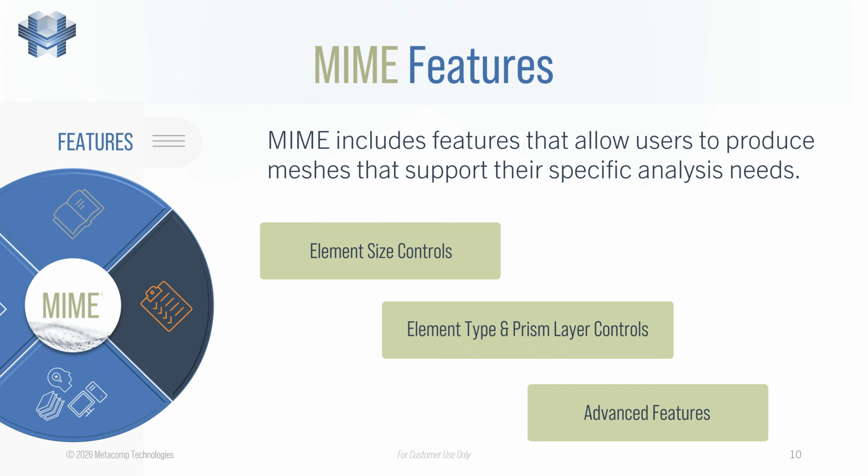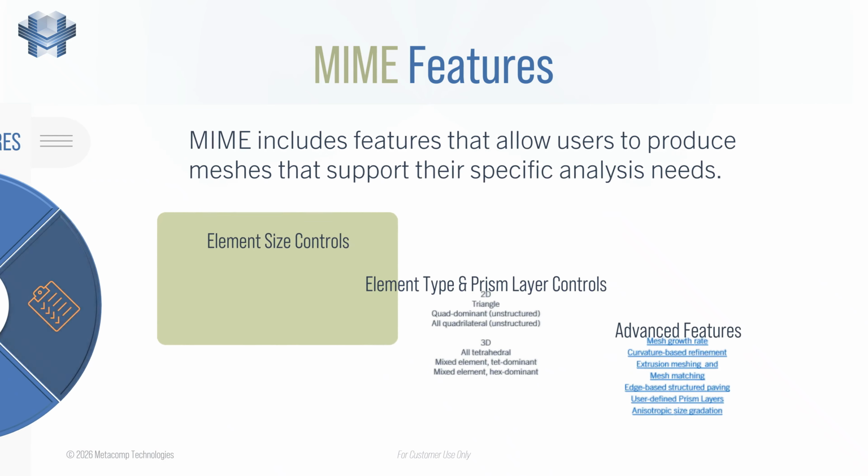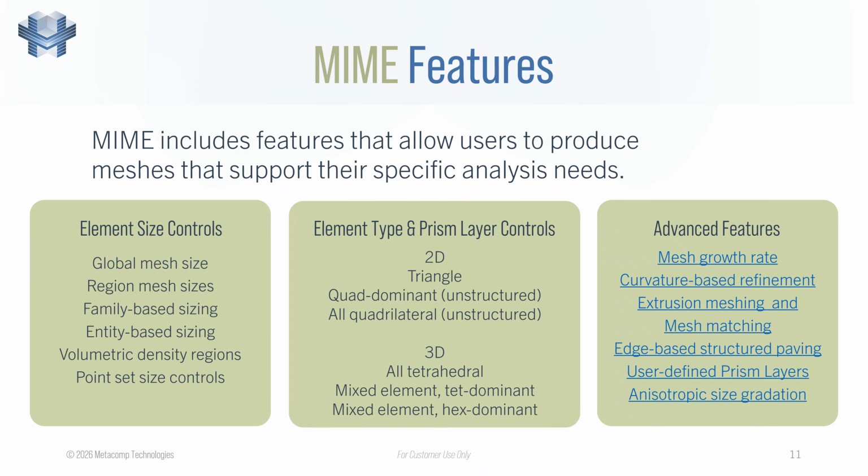It may also be necessary to reduce cell sizes within a volume region to accurately simulate separated flows. Or it may be necessary to enhance the resolution of highly curved regions of the geometry to ensure accurate resolution of drag, heat transfer, and stresses. MIME provides a comprehensive set of controls to address these and other important scenarios. Let's start by taking a closer look at MIME's features for controlling the mesh size.